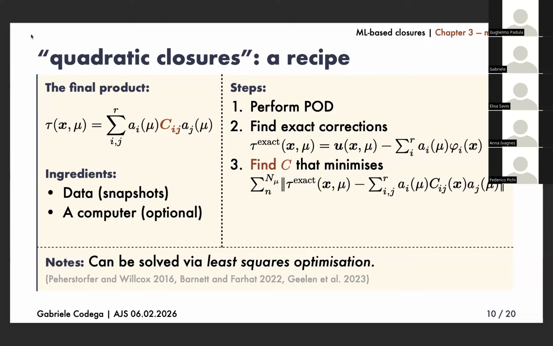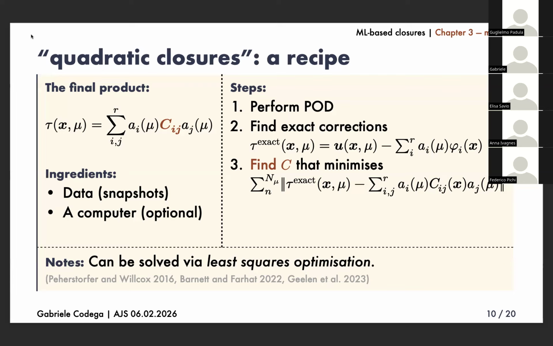So instead of having just the linear approximation, some a_i, phi, we also add this tau term, which we assume has this shape. So it's basically the action of some quadratic operator, C_ij, on the modes a_i, a_j, that we already have from theory. And I just want to give you a recipe on how to build that, because it's really quite simple. It's really just one extra step with respect to doing standard POD. And all you need is just data and optionally a computer if you don't want to do that by hand.